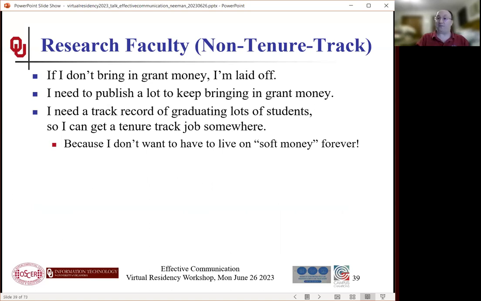Now, what if I'm research faculty? So I'm not on tenure track. Well, if I don't bring in grant money, I can't pay my own salary, right? My salary is soft money. So if I can't bring in the money, I'm out, right? I've got to publish a lot to bring in the money. And I've got to establish a track record of graduating students so that I can get a tenure track job, because I don't want to live on soft money forever. I want to get a proper hard money job. And in practice that may very well mean I want a tenure track faculty position.